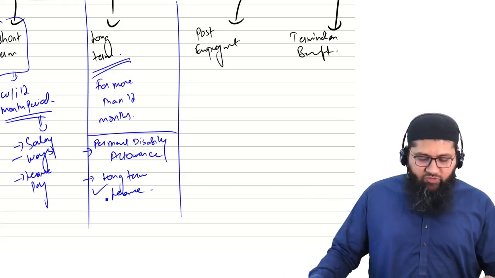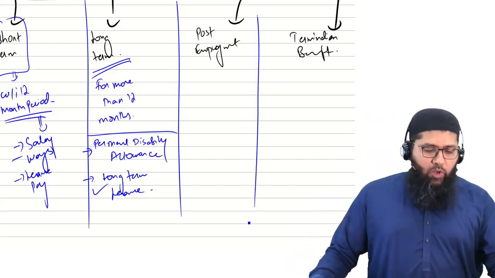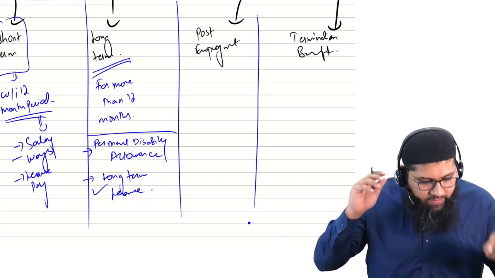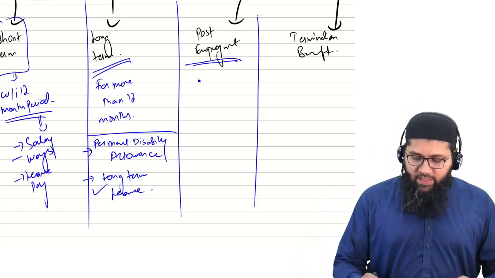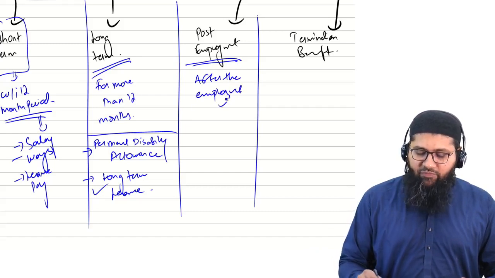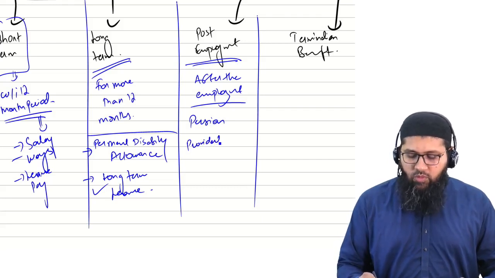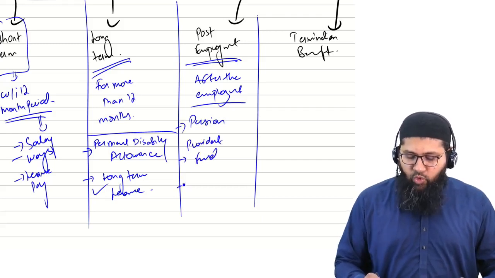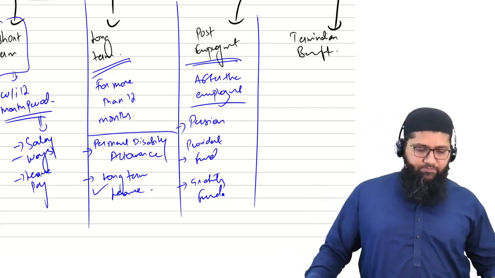Now, what next is there? Let's talk about the third one, which is the post-employment benefit. What do we mean by the post-employment benefit? Post-employment benefit actually means the benefits that will be paid after the employment, that includes pension, that includes Provident Fund, that includes gratuity fund, etc. So these are all considered to be post-employment benefits.